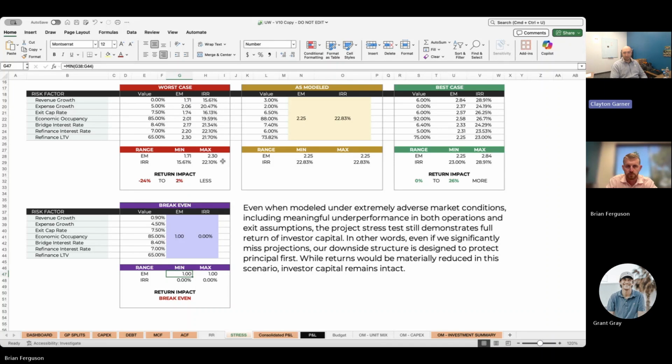So it gives you good high-level visibility into each individual condition, rather than just saying, if it underperforms by 10%, what does that look like for you?